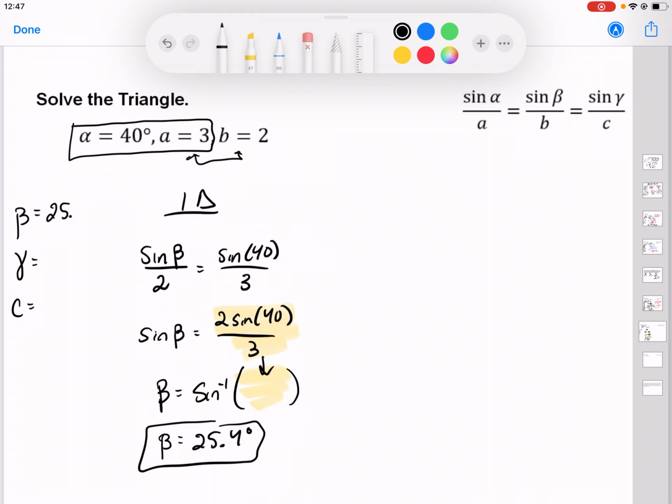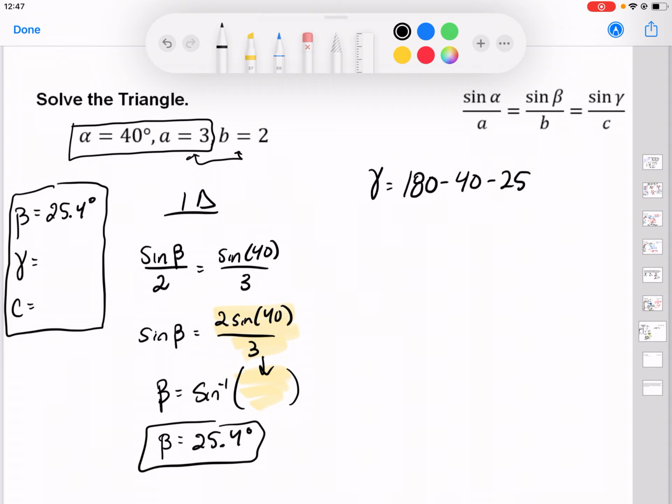So 25.4 degrees. Notice I didn't draw a triangle out this time. You don't have to draw the triangles. It can just help. But at this point, you have 2 angles. So we're going to find gamma by subtracting 40 degrees and 25.4 degrees from 180. And what was it? 40 and 25.4. And you get 114.6 degrees.